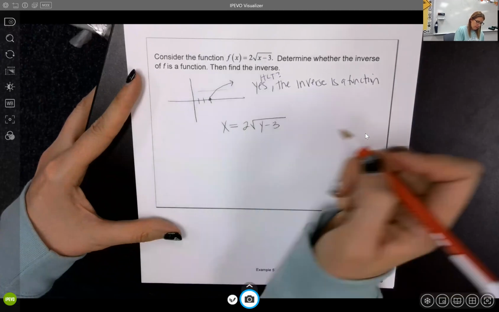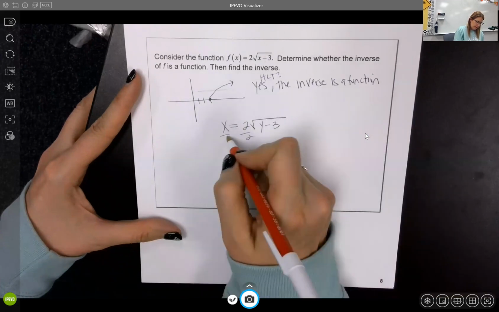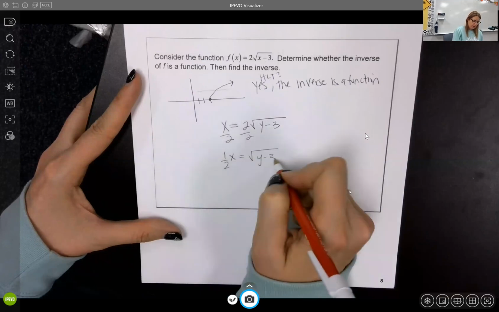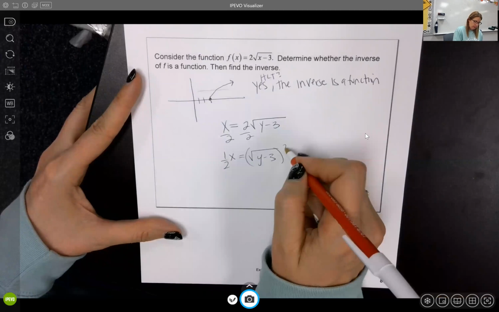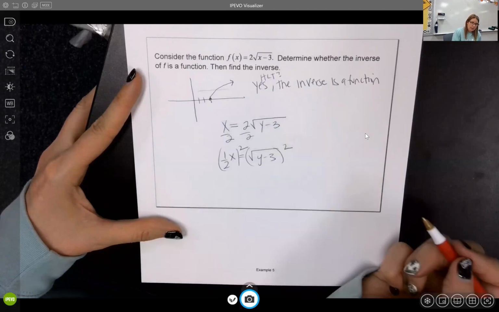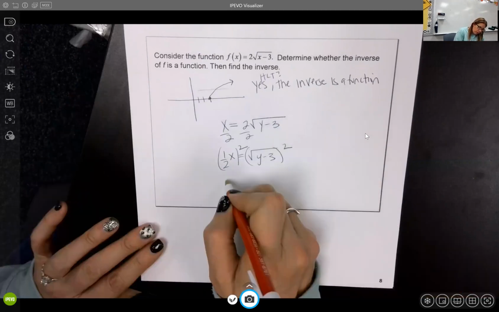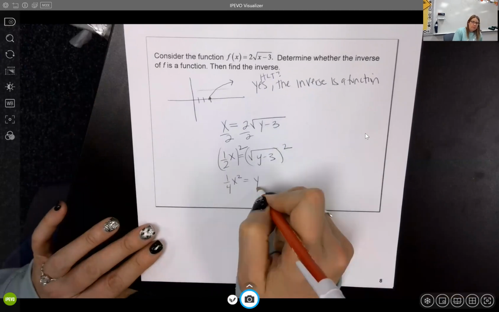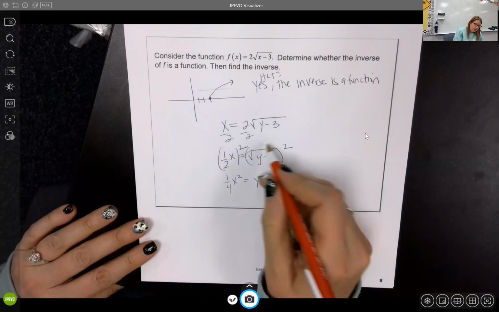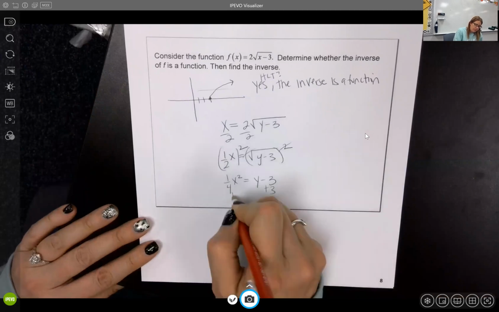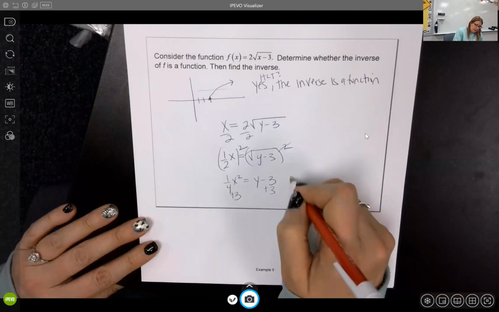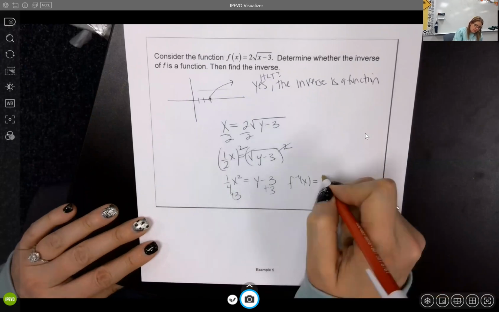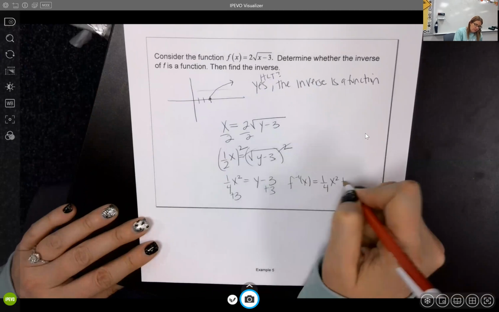First thing I would do is divide by 2, so I get 1/2 x. Then I'm going to square the whole 1/2 x. That becomes 1/4 x squared. Then we add the 3. So f to the negative 1 of x is 1/4 x squared plus 3.